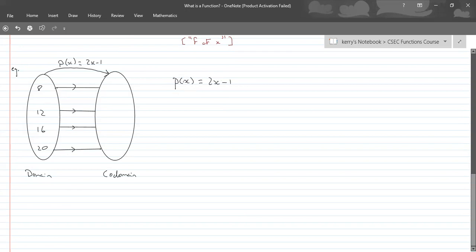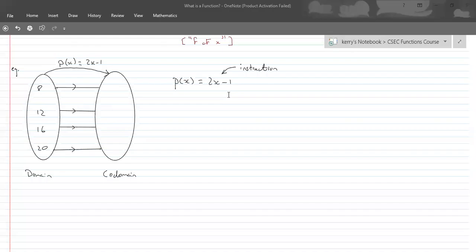This tells us what to do with the input to get the output value. So remember this expression here, this is your instruction. What we do is we take each input and replace it with X, because this is the instruction. So how do we get the output when the input is 8? Wherever it has X, you replace it with 8.